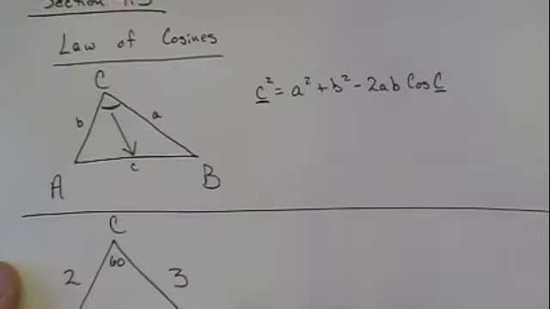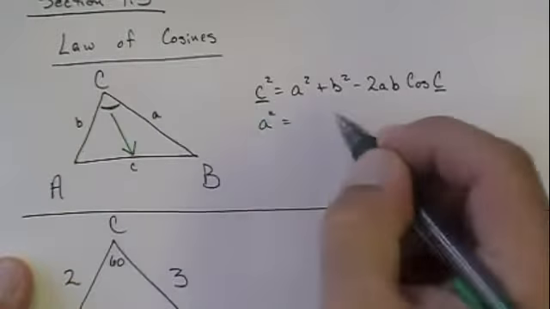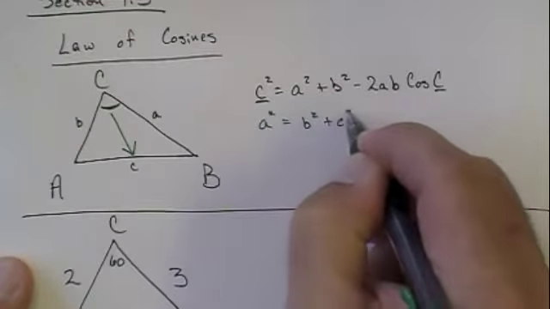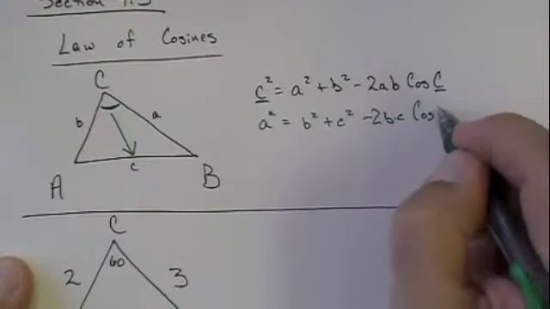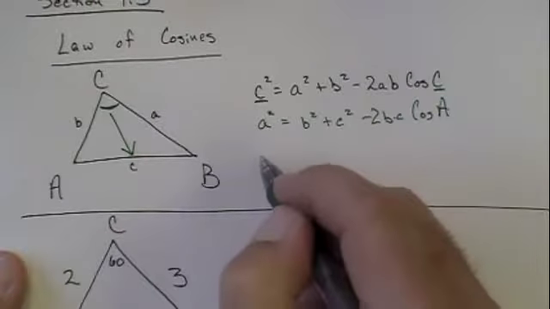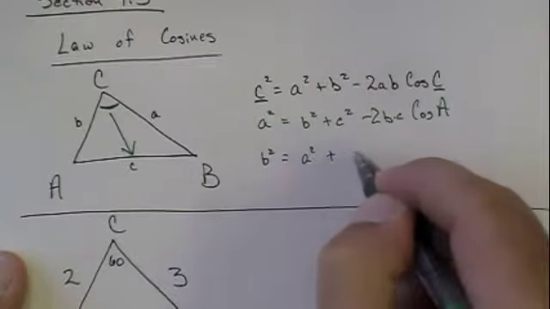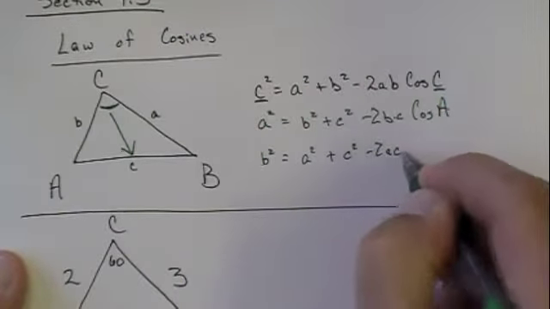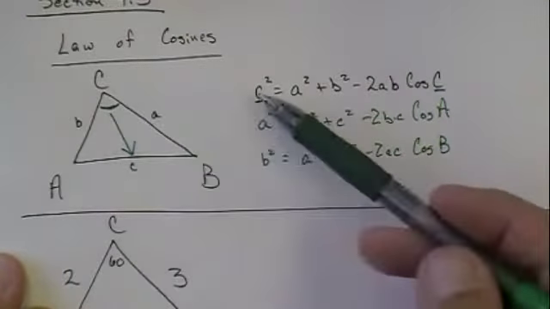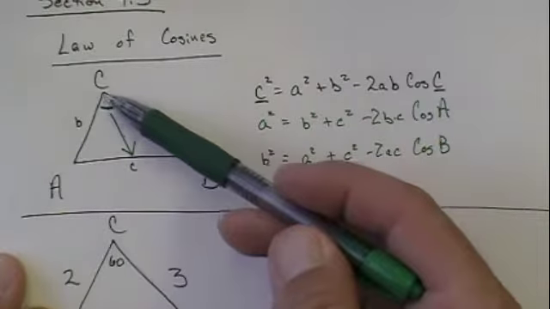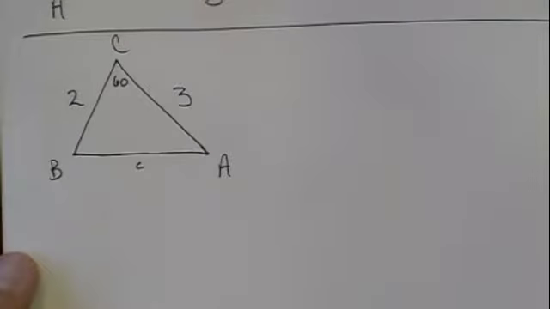We could also write this in terms of A and B. We could say that side A squared would be equal to B squared plus C squared minus 2 times B times C times the cosine of angle A. Or in terms of B squared, so side B and then angle B, this would be A squared plus C squared minus 2 times A times C times the cosine of angle B. But as long as we're paying attention to the side being opposite the angle, then we'll be able to set things up appropriately. So in this example here, we're looking for side C.